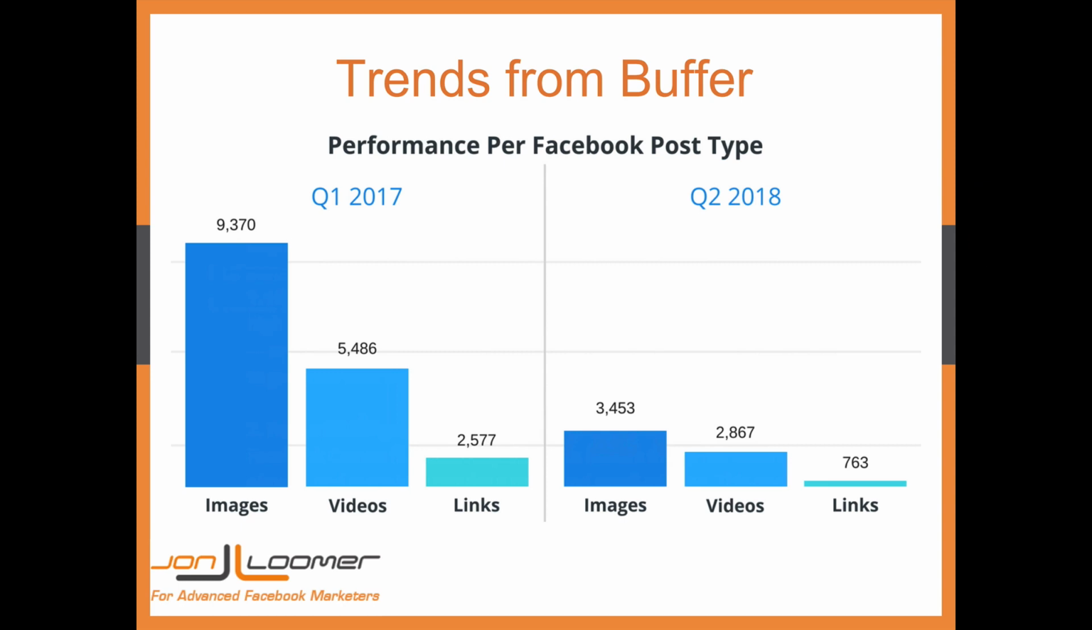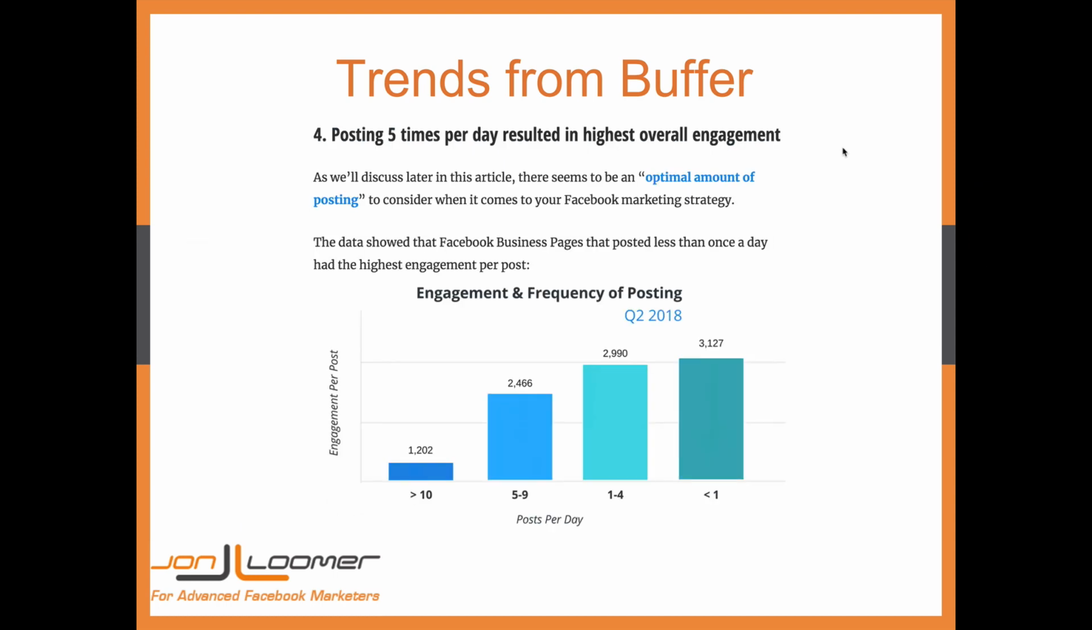Performance is poor. And I believe that's all interactions as well. But here's the other thing that they're noticing. Posting 5 times per day resulted in higher overall engagement. But it's just the 5 times, really. If you post more than 10 times, the engagement and frequency of posting is pretty poor. 5 to 9 is pretty good. 1 to 4 is even better. Less than 1, for whatever reason, it's 3,127.